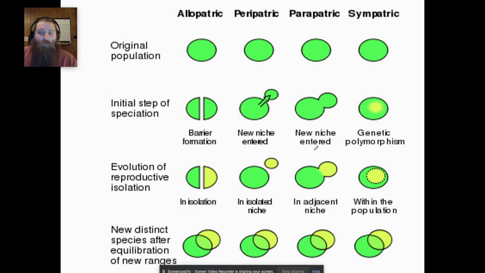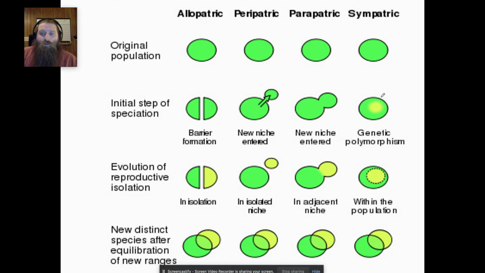Parapatric, you have a new niche again, but it's adjacent. It's still with the original population. However, that adjacent niche requires different adaptations to be successful, perhaps, or a different breeding method that is required to be successful, or perhaps a different way to attract a mate. And so that group starts to isolate itself and eventually becomes a new species.